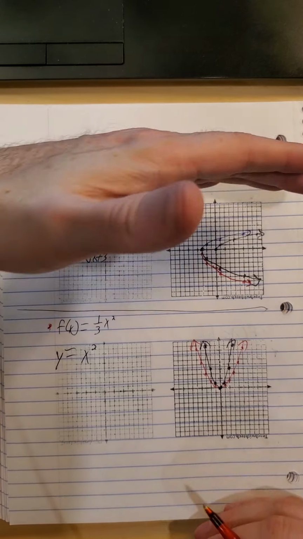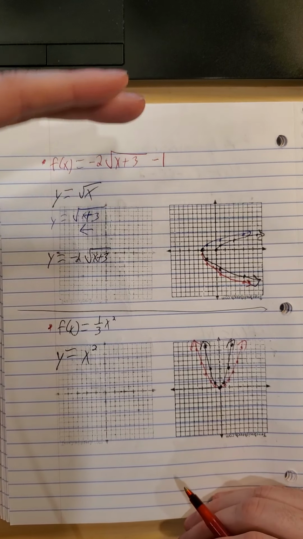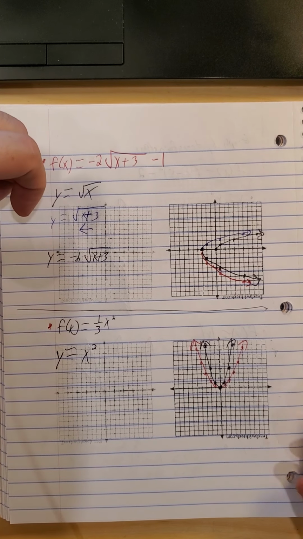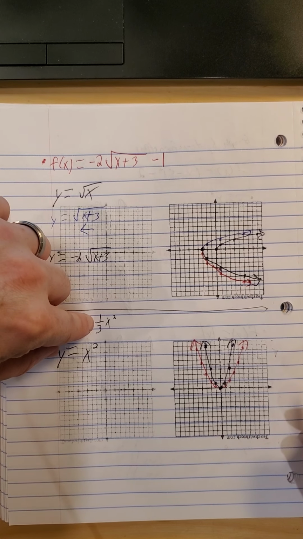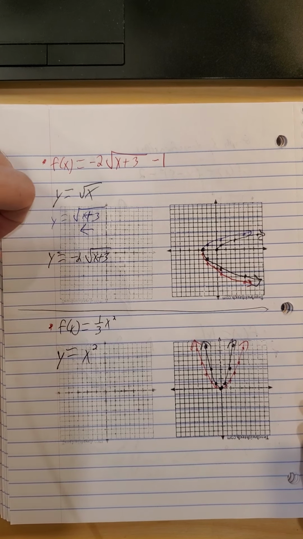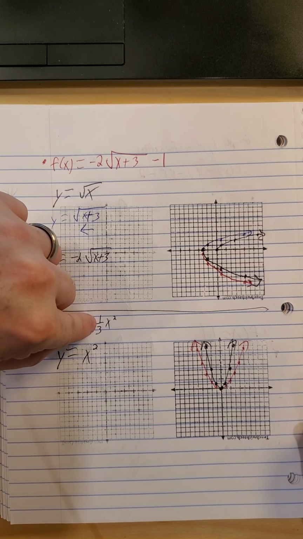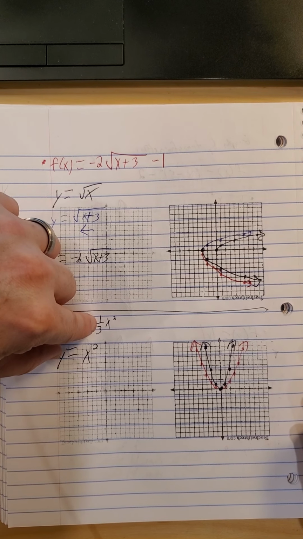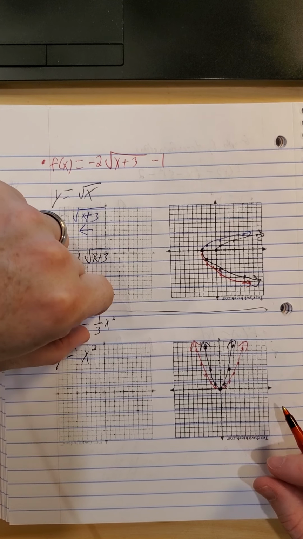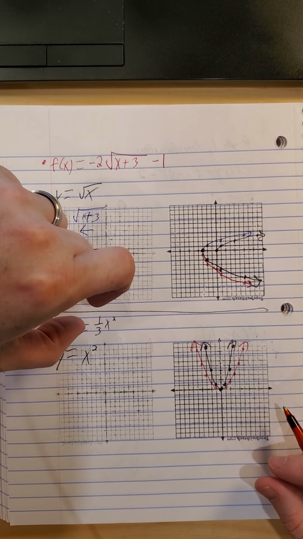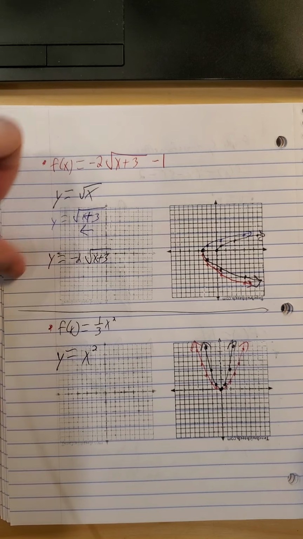So this one was vertically compressed. We smashed it down by multiplying by something on the open interval 0, 1. So bigger than 1 in absolute value, it will stretch it vertically. Between 0 and 1, it will compress it vertically.